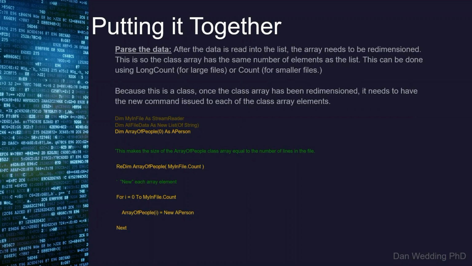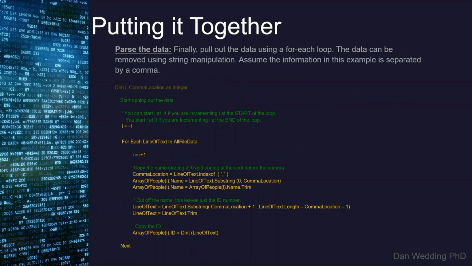After the data is read into the list, the array needs to be redimensioned. This is so the class array has the same number of elements as the list. This can be done using long count or count. Because this is a class, once the class array has been redimensioned, it needs to have the new command issued to each of the class array elements. Finally, pull out the data using a for each loop. The data can be removed using string manipulation. Assume the information in this example is separated by a comma.